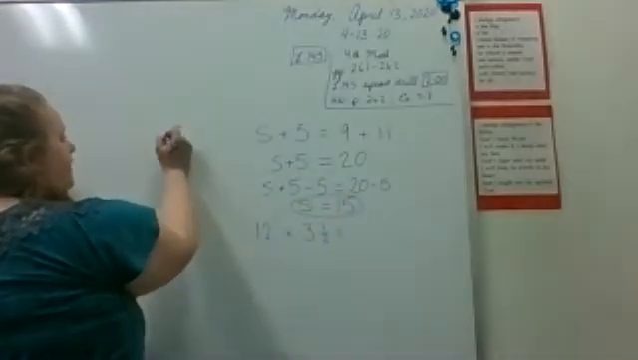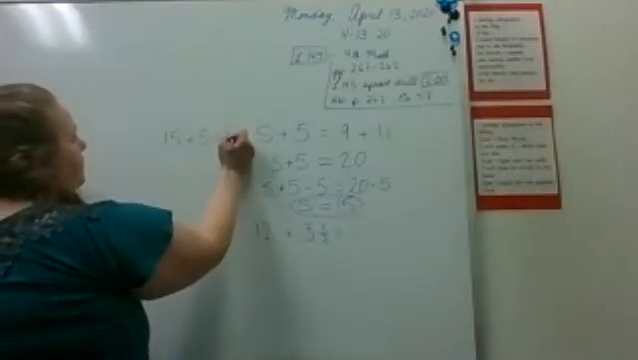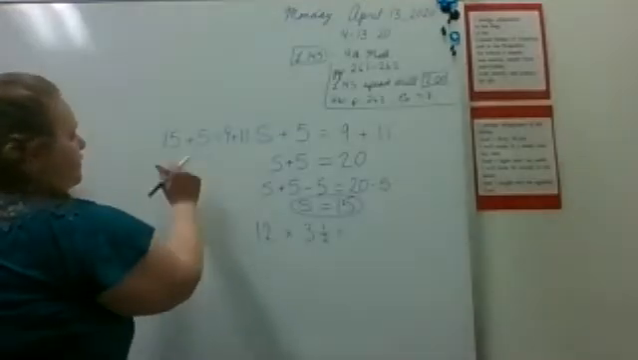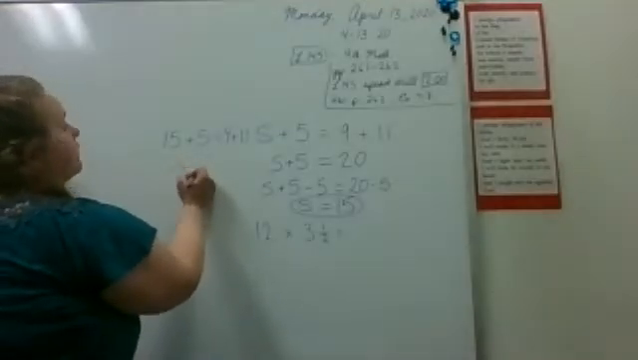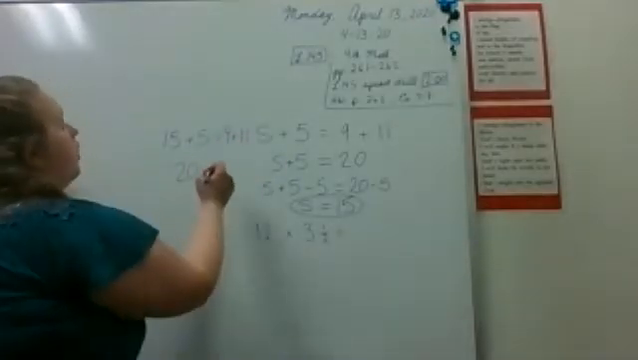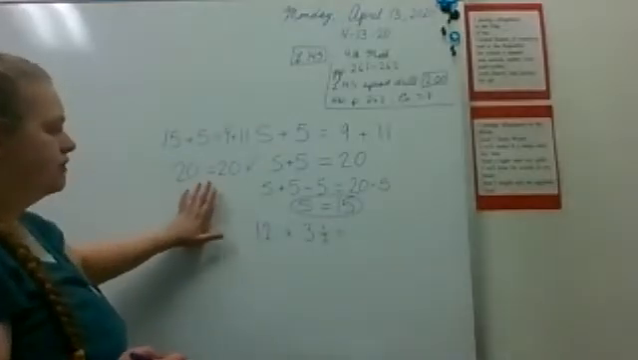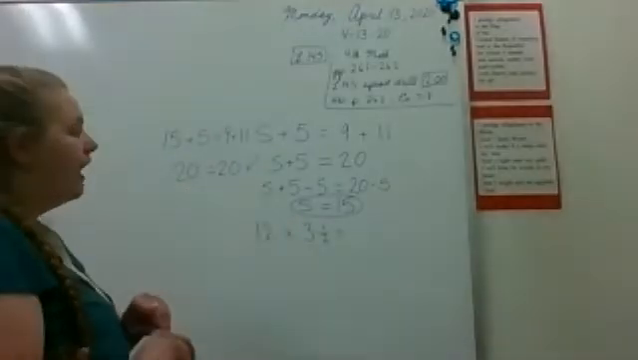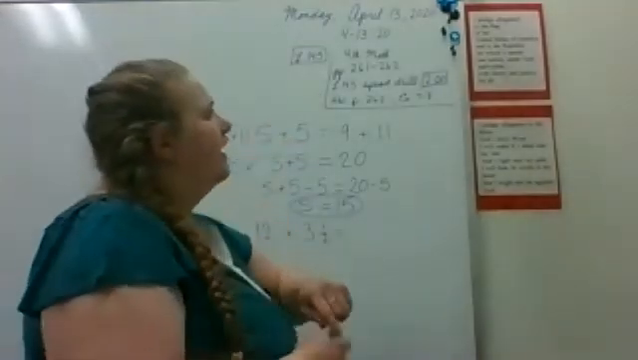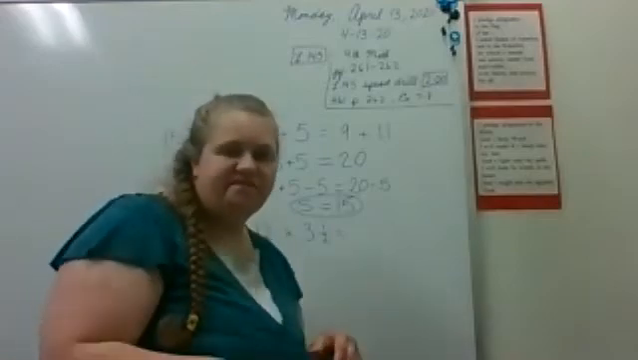We're going to plug that in. 15 plus 5 equals 9 plus 11. I almost didn't give myself enough room, did I? Okay, 15 plus 5 is 20. 9 plus 11 is also 20, okay? That means that that was the correct answer, okay? I'm going to let you pause the video and take your 2-minute speed drill, and when you come back, we will look at our page.